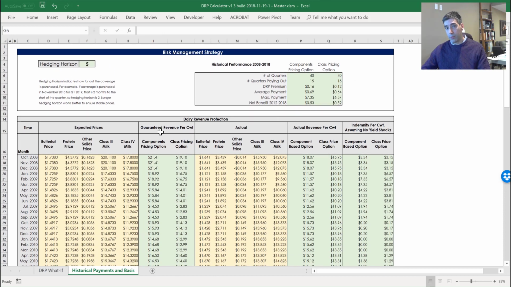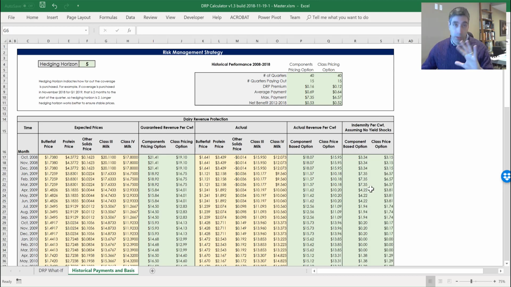Now there is no tab about basis here. There are some hidden columns here. It's more advanced, so I hid it for now. We can certainly cover that if anybody will have a desire to. Okay, so there are 4 blocks here. Expected prices, guaranteed revenue per hundredweight, actual prices, actual revenue per hundredweight, and then indemnity per hundredweight.